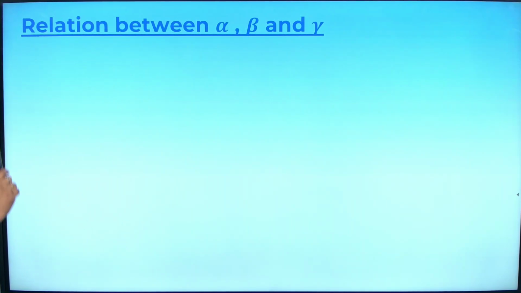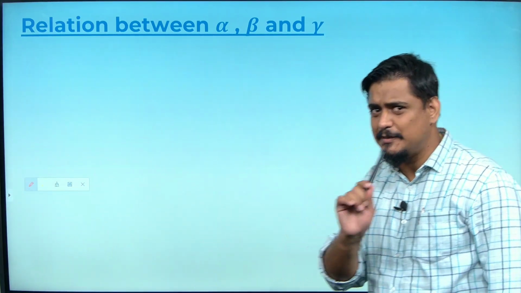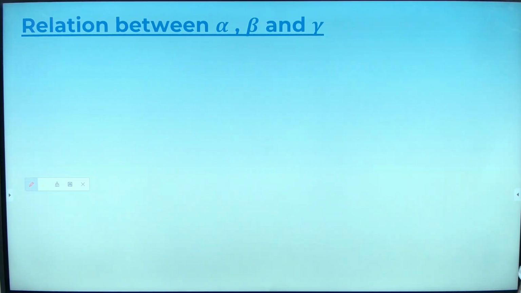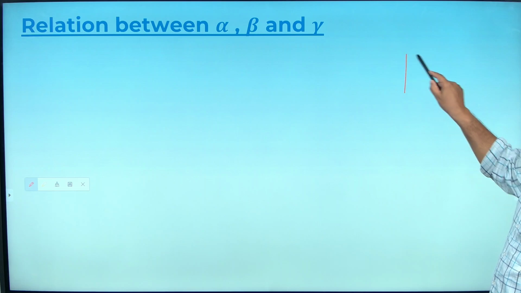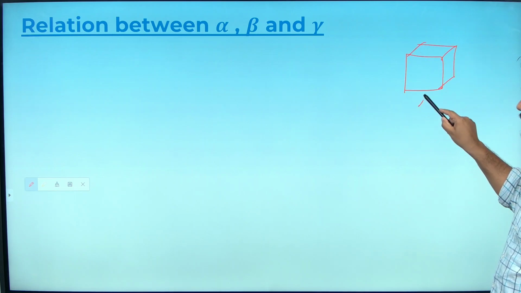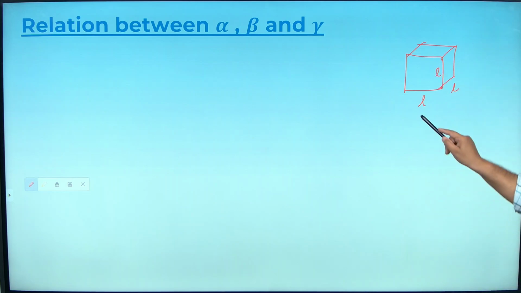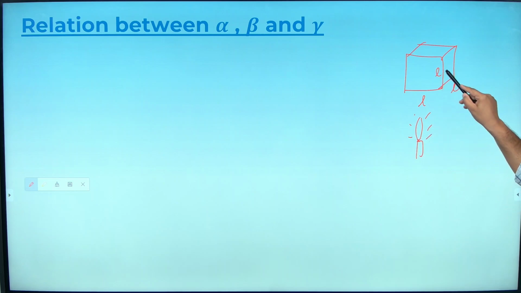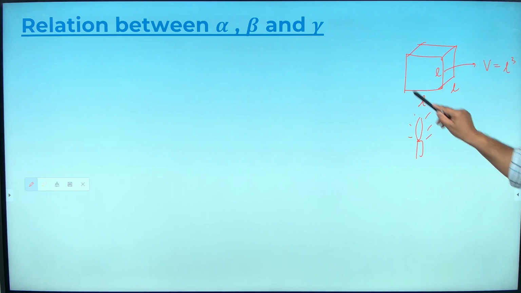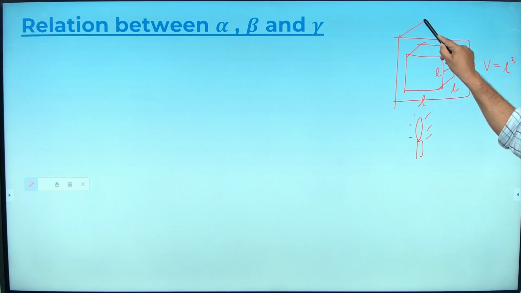I'll give time for writing. Please pay attention. Understand the derivation. I will give time for you to write. Okay. So, if you remember, if we had a cube of length L, L and L, and when you heat this cube from its initial volume V, which was equal to L cube, now it may become a bigger V, isn't it?